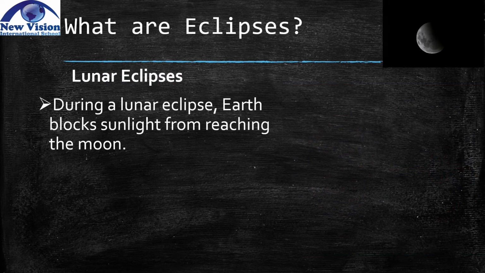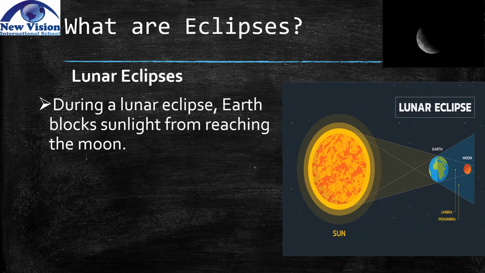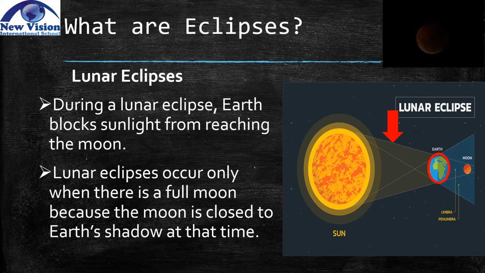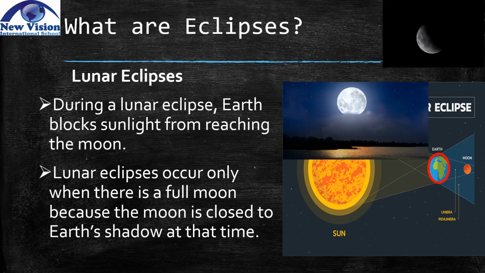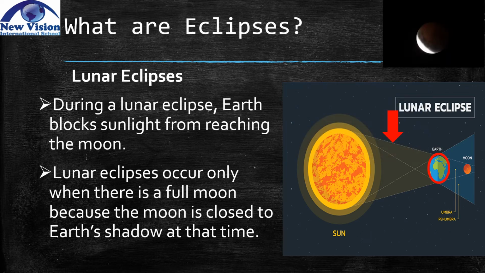Remember, during a lunar eclipse, Earth blocks sunlight from reaching the moon. Lunar eclipses occur only when there is a full moon because the moon is close to Earth's shadow at that time.